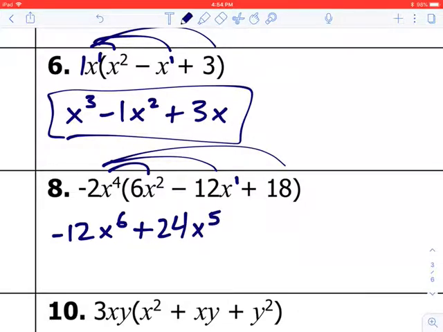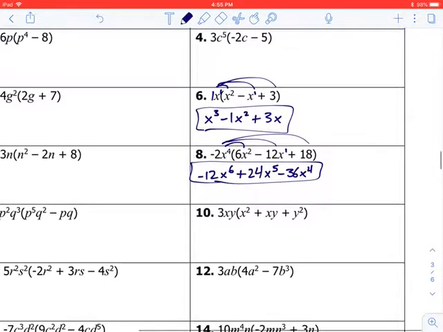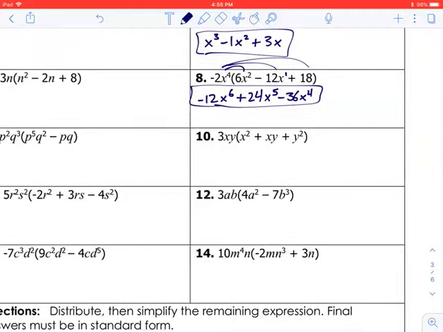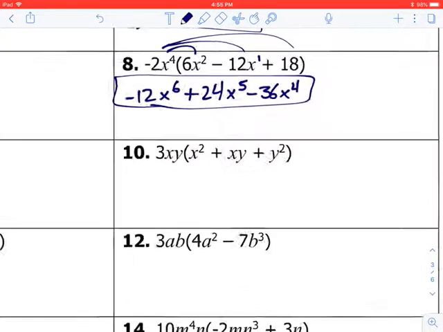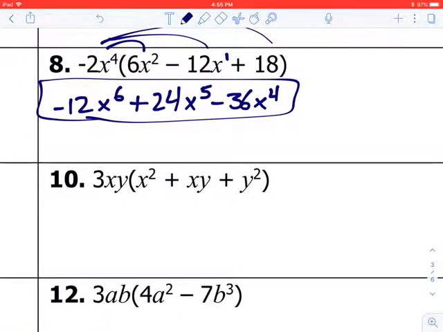And then last one, negative 2 times 18 is negative 36. And then the exponent stays the same. There we go, and that's pretty much it. But the only other thing to keep in mind is when there's more than one variable, you need to add only the ones that are the same. So for number 10, everything else is pretty much the same. You're still multiplying by 3 to everything, but then you're adding the exponents.